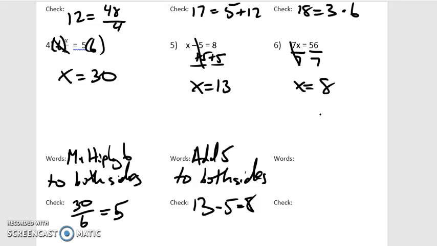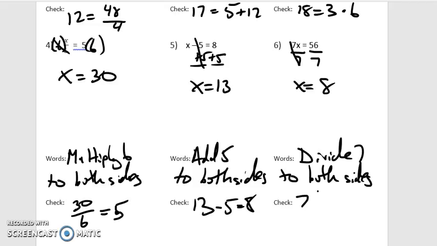All right. In words, what did you do? Well, we had to divide both sides by 7. And again, we'll say what we're doing and use that phrase, both sides. So when we check it, I have a 7 up against it, so that means multiplication, 7 times 8. Is that 56? It most certainly is.